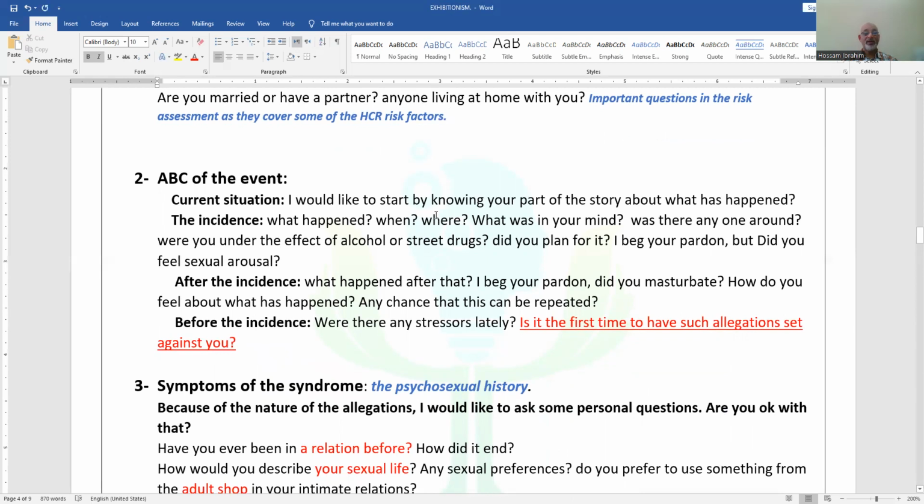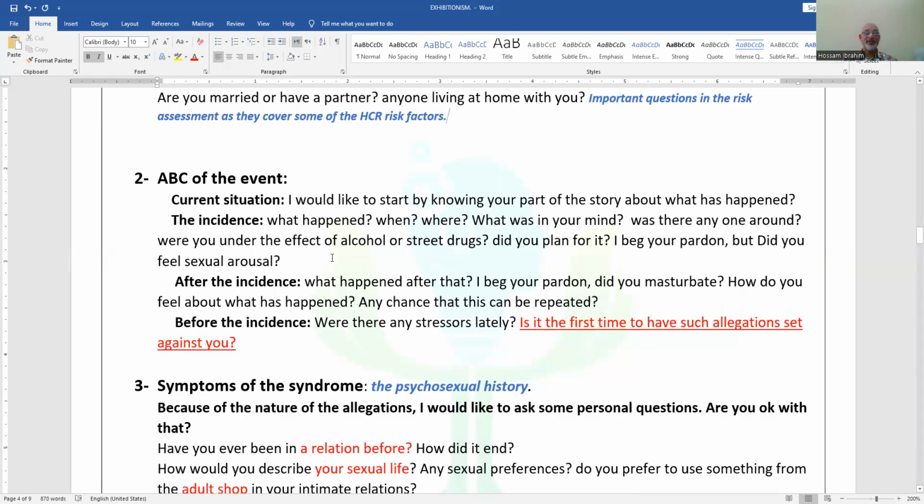I would like to start by knowing your part of the story about what has happened, and ask him, according to the ABC approach, about the incident, what happened after the incident and what happened before the incident. And don't forget, before the incident, ask him if there have been any stresses lately. We know that exhibitionism is related to stress, not only to sexual paraphilia. Ask him if this is the first time such allegations have been made against him. This is regarding before the incident.